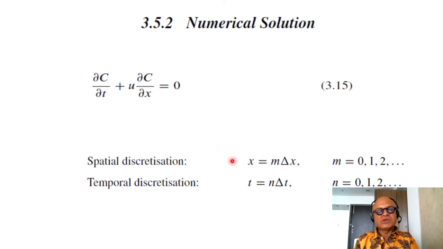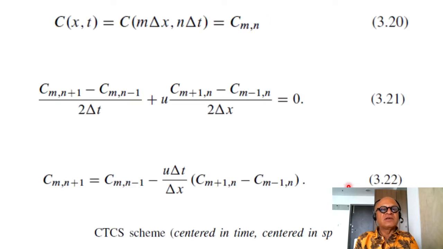We can do spatial discretization where x at any point is given from the origin by m delta x. So when m is 0, you are at the origin, and then you can go a step forward with m equal 1, 2, and so on. The temporal discretization goes the same way, t equals n delta t, with n going from 0, 1, 2. So you need to know the initial condition to integrate forward, obviously.